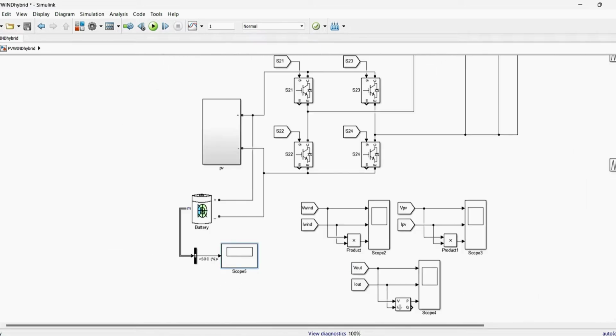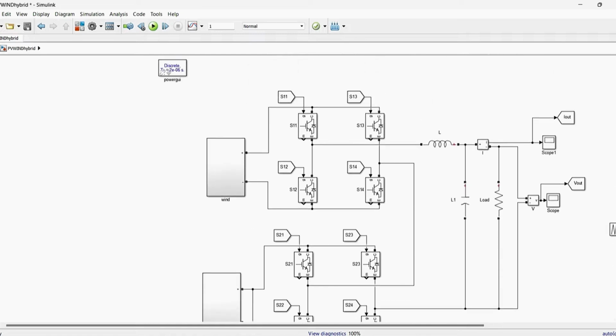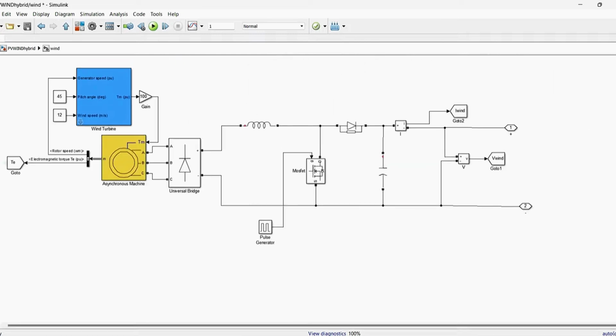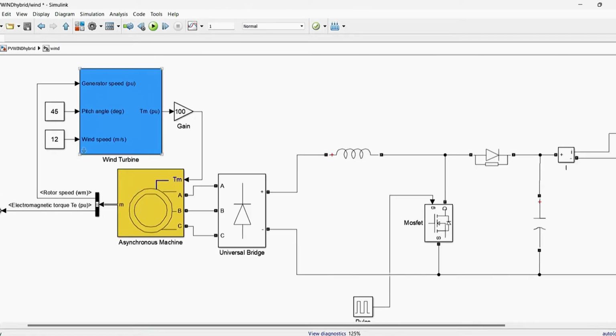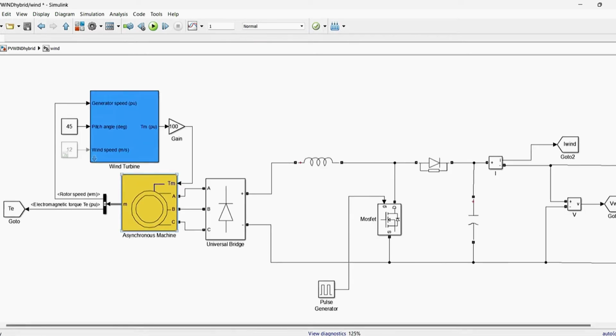In this wind system block, first of all we need to check the wind turbine. So this is the wind turbine. What is the input to the wind turbine? Wind speed. Here I am taking the wind speed and changing the input. After the wind turbine we need to give it to the generator to generate the power, so I am taking this asynchronous machine, nothing but the generator. The generator generates power in three-phase form, so here we are getting three-phase AC.